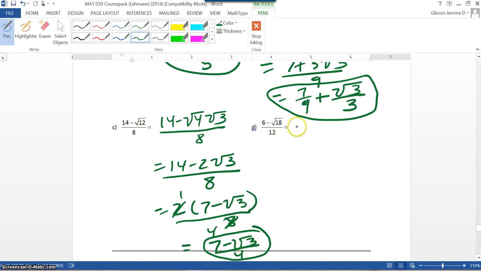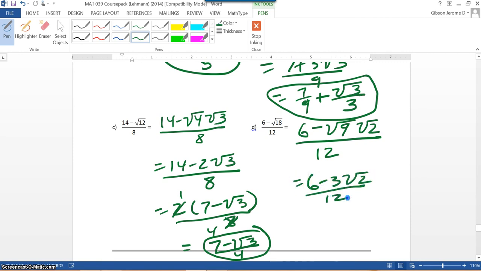Now we come to D. It's basically the same thing. We have 6 minus the square root of 18, and 18 is 9 times 2, so the perfect square 9 comes out with 2 left over, all over 12. So this would end up being 6 minus 3 square root 2 all over 12.